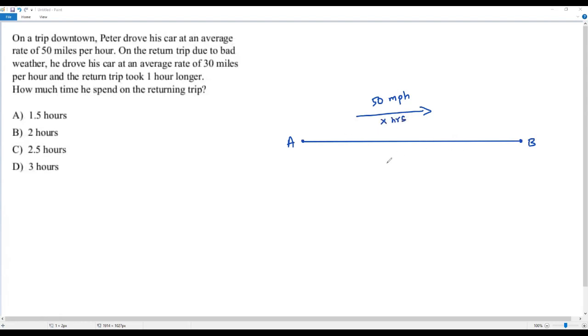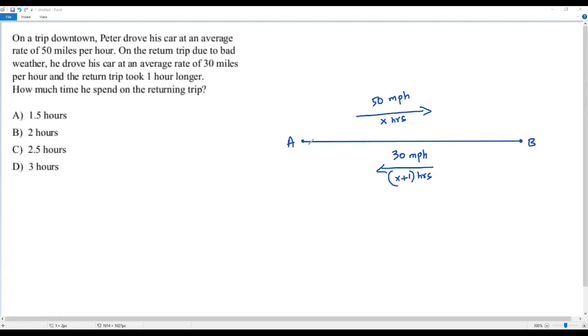Now on the return trip, that is from B to A, the average speed is given, that is 30 miles per hour, and it took 1 hour longer. When he drove from A to B, it took x hours, and the return trip being 1 hour longer means it has to be x plus 1 hours. At the rate of 50 miles per hour and at the rate of 30 miles per hour, it covers the same distance, that is from A to B and B to A.